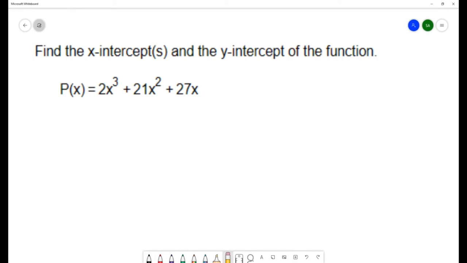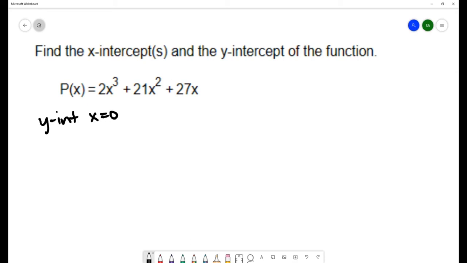On this question, we want to find the x-intercepts and the y-intercepts of the function p of x equals 2x cubed plus 21x squared plus 27x. So we're looking for those intercepts, and I find usually the y-intercept is a little bit easier, so let's start with that one. To find a y-intercept, you're going to let x equal 0.